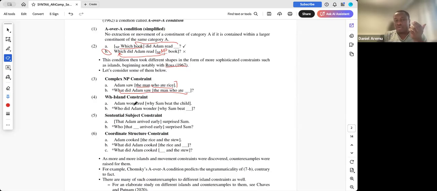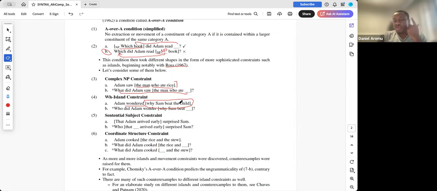So look at 4A. Adam wondered why Sam beat the child. Now, the complement of the verb wonder is a clause, basically. And this clause starts with a WH phrase, why. And so it is called a WH island constraint, or WH island, because if you try to move out from this construction or from this clause, it becomes ungrammatical.